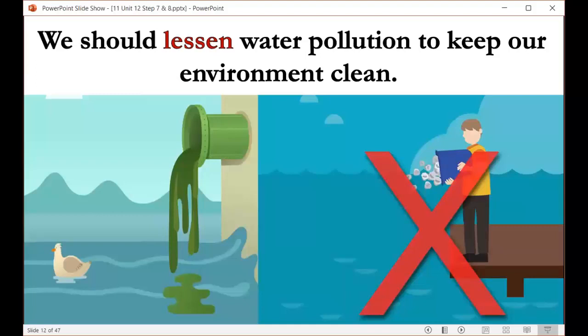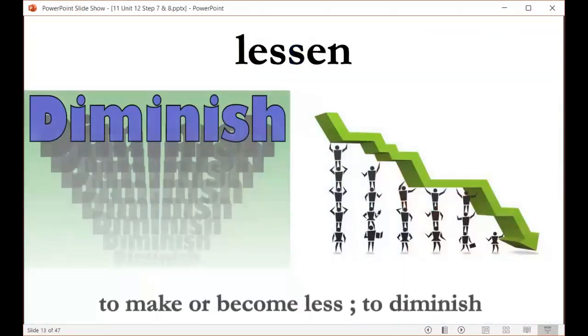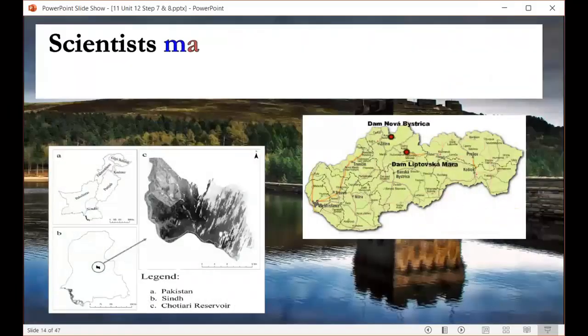The next one is lessen. We should lessen water pollution to keep our environment clean. What's the meaning of lessen? Lessen means diminish, to make or become less. Yeah, if you want to make something less than it is, then we say we are lessening it.